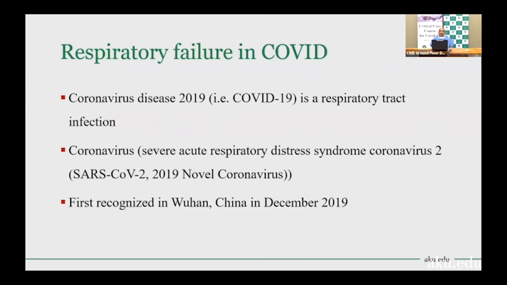Now coming to another important part: respiratory failure in COVID patients. We have all learned a lot now, there are a lot of papers and a lot of discussion. Coronavirus is a disease of the respiratory tract, and it is the third in the family after SARS and MERS. It came into consideration when it was documented in Wuhan, China, on December 29.